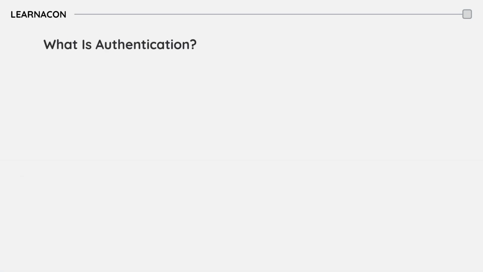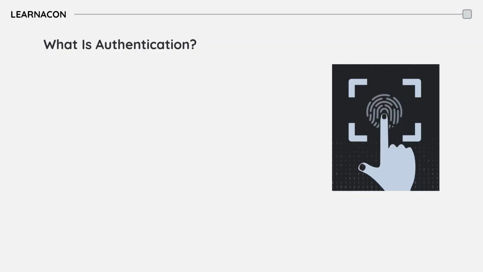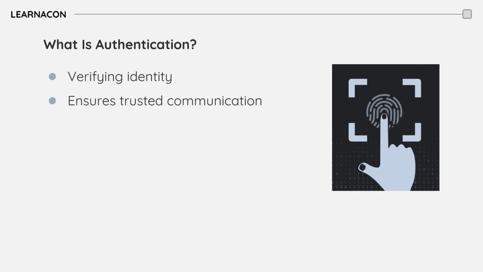Let's begin by understanding what authentication means. It's the process of confirming that a device or user is who they claim to be. Think of it like checking someone's ID before letting them into a secure building. In digital systems, authentication ensures that only trusted parties can communicate, and it prevents unauthorized access.